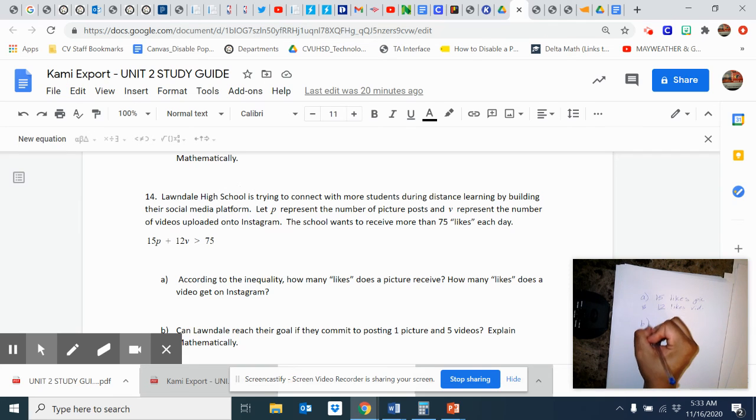Can Lawndale reach their goal if they commit to posting one picture and 5 videos? Explain why. So one picture will go here and replace P, and 5 videos will go here and replace V, greater than 75. So 12 times 5 is 60. 15 times 1 is 15. And look, it is equal. But you don't reach your goal, because the answer here is no, because you need more than 75, not equal to.